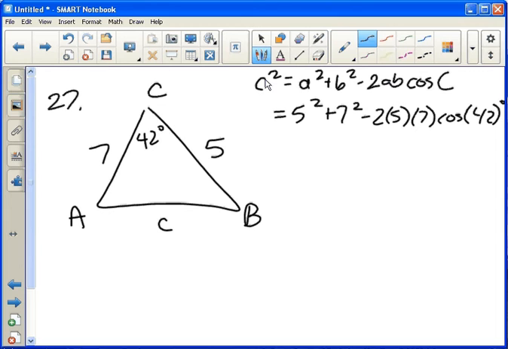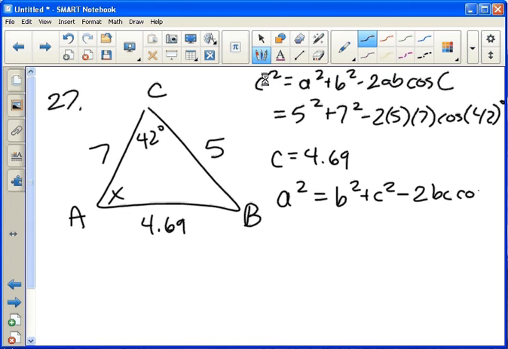Okay, now the safest thing to do is to use law of cosines again. You can use law of sines at this point, but you have to do things in a certain order, so it's simpler to just use law of cosines the rest of the way through, really just one more time. So we can pick either to find angle A or angle B. I'll just pick angle A. So that means I need to use the equation A squared equals B squared plus C squared minus 2BC cosine of angle A. So if I plug all this in, I get 5 squared equals 4.69 squared plus 7 squared minus 2 times 4.69 times 7 times the cosine of angle A, which I don't know.